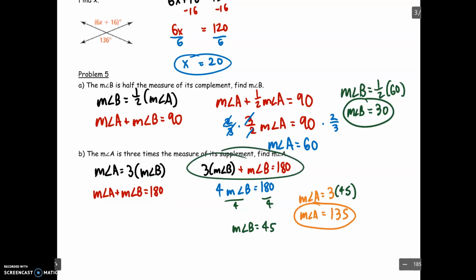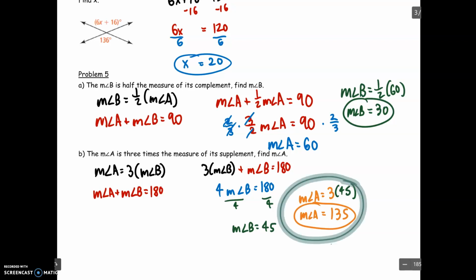So I use substitution. I substituted in that expression, 3 times that measure of angle B. I solved that for the first angle, went back and substituted back into that expression. So I know it's 3 times that other angle. And that's what finally told me that value, that angle A is 135.